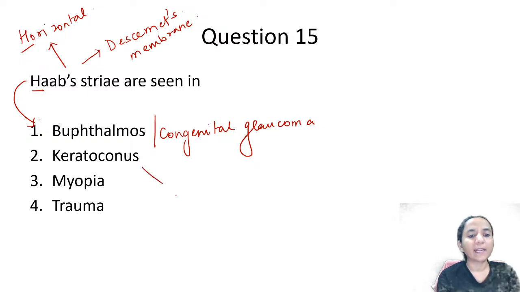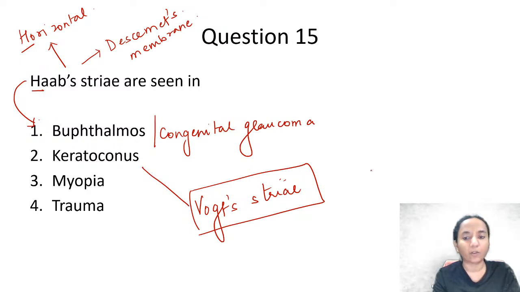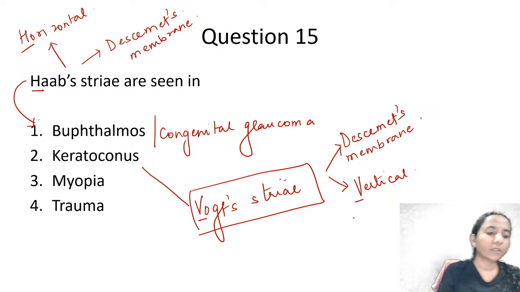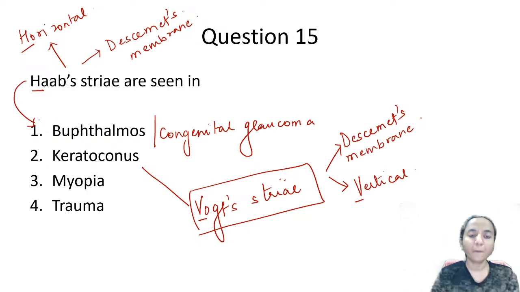Now, what are the striae that are seen in Keratoconus? In Keratoconus also you see striae on the Descemet's membrane. They are called as Vogt's striae. So if we get the question, Vogt's striae are seen in Keratoconus. Now please remember these are also seen in the Descemet's membrane, but their difference from Haab's striae is that they are vertical in direction. So just like H for H, this is V for V. These are also striae on the Descemet's membrane because of stretching, but they are vertical in direction. So Haab's striae horizontal, Vogt's striae vertical. Okay, next question.